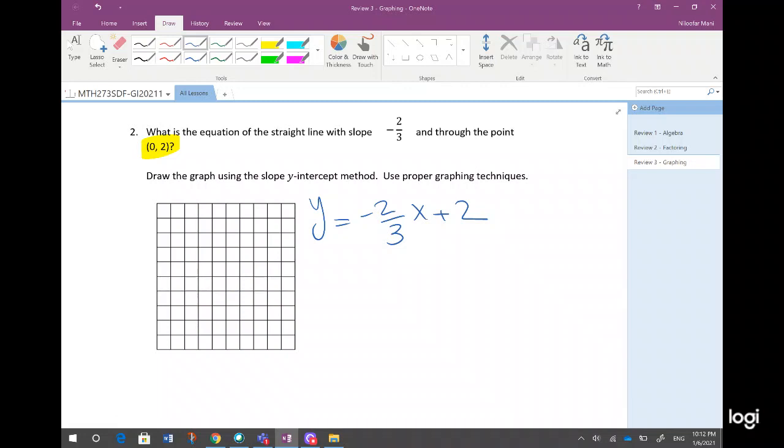How do I graph it? Okay, I have to find 2 points, and then I go 3 to right, 2 down. Why down? Because it's negative.